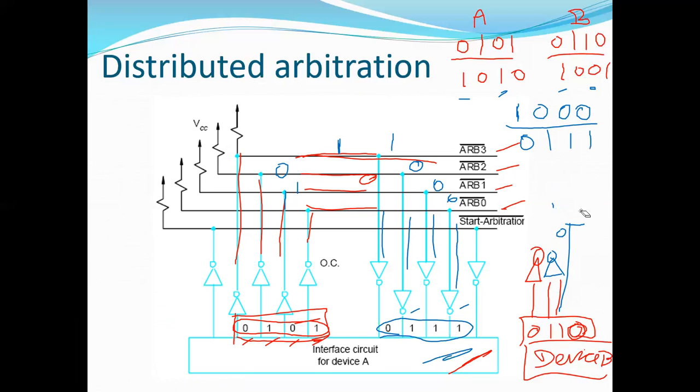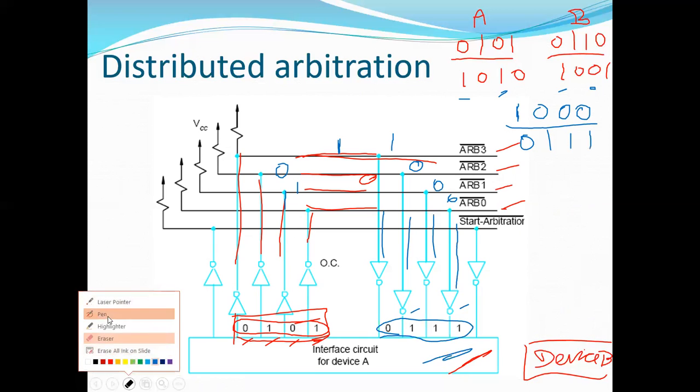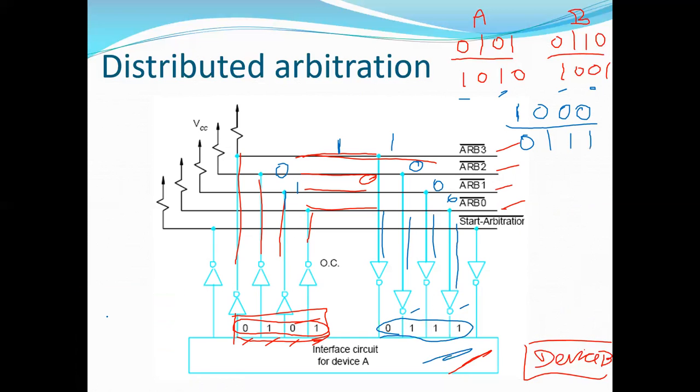Now these values are compared with the ID number of the device. This value that has come back from the arbiter line is compared with our ID number. If it matches with the ID number, then the same value is retained. If there is a mismatch, then 0 is put at that particular location and in the next lower bits. So that is the technique used.